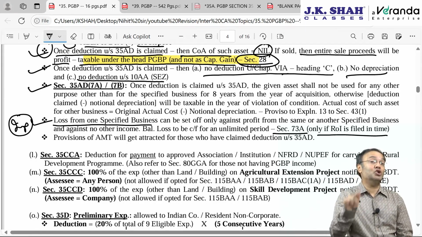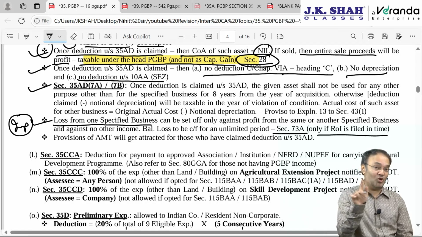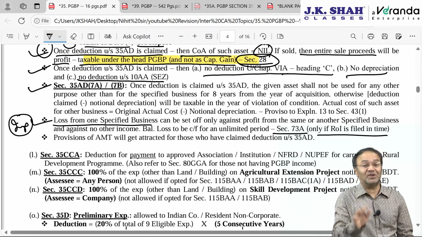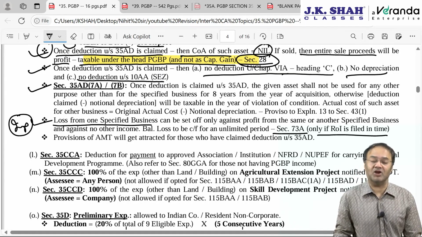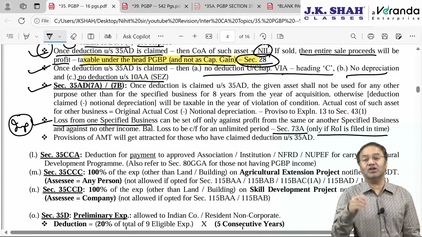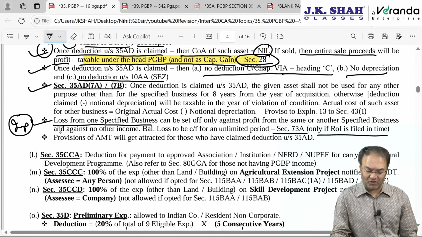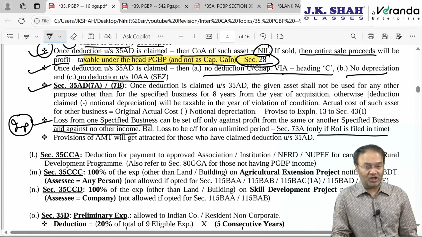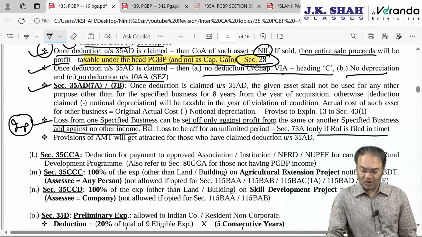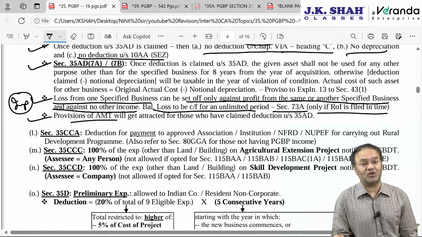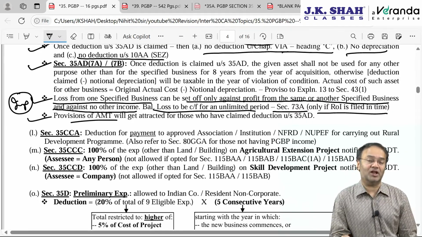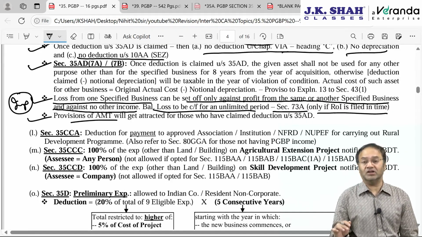So, unabsorbed loss from the specified business. I am not saying loss due to deduction of capital expenditure, I am not saying loss because of 35AD. I am saying loss from specified business will be allowed to be carried forward for an unlimited period. But even in the current year and even in the subsequent year, it is a homogeneous loss that can be set off only against income from the same or another specified business, no other income. Balance, if any, carry forward for an unlimited period. And then provisions of AMT will be attracted for those who have claimed deduction under 35AD, other than a company.